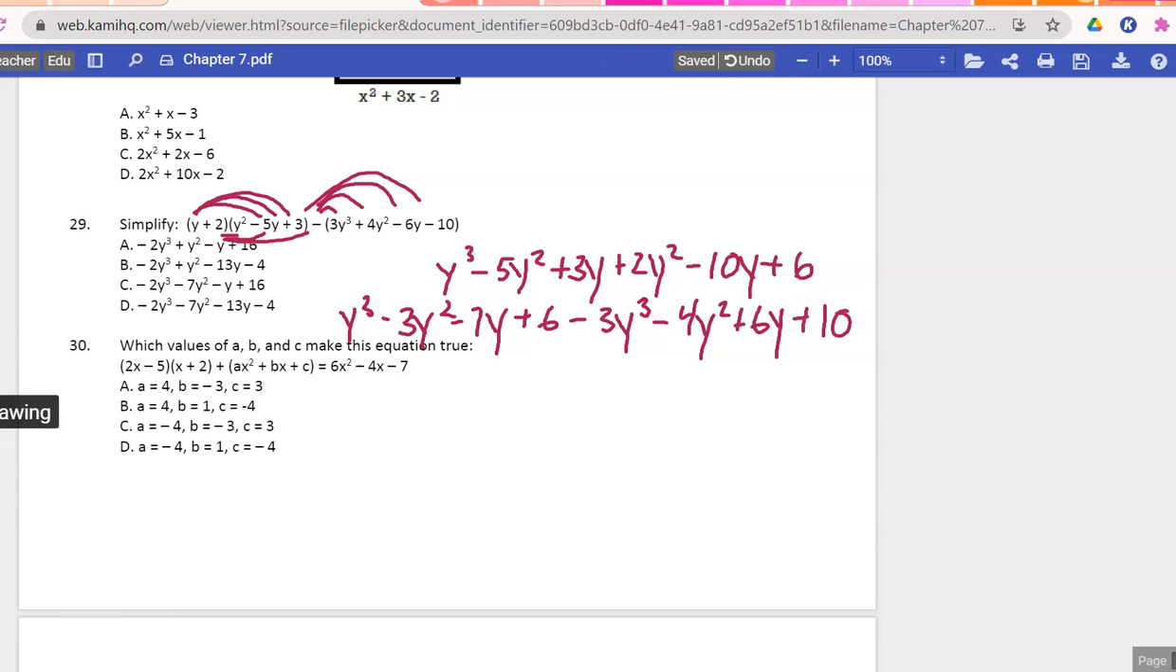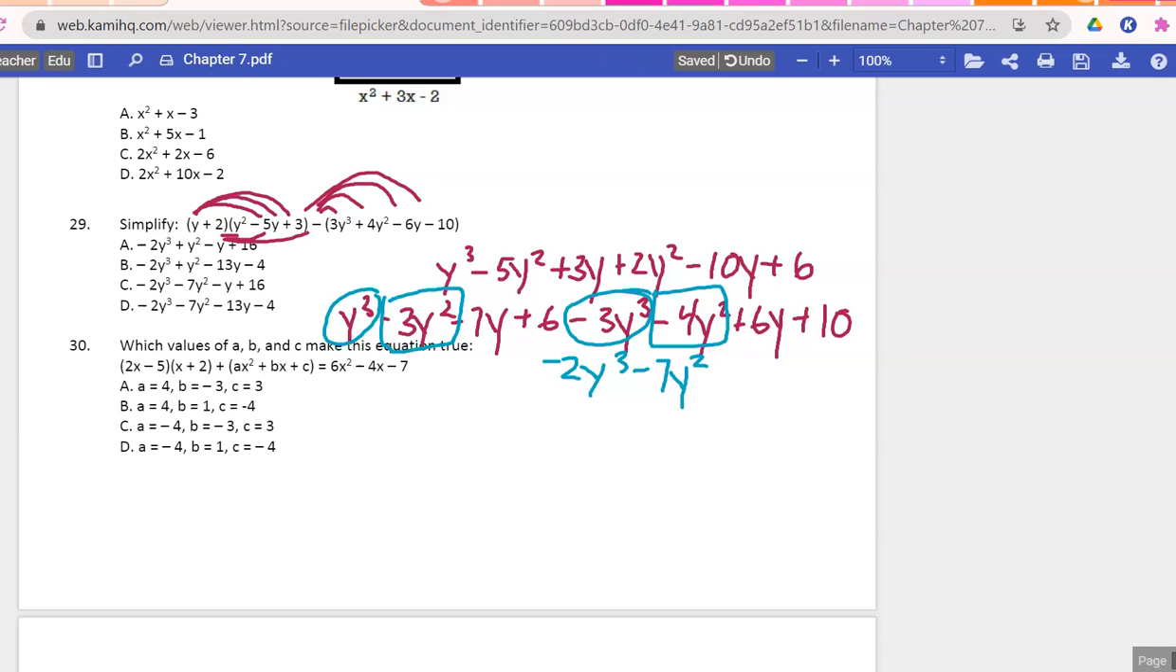Now I'm looking for my like terms. So I have y to the third, negative 3y to the third. When I combine those, I get negative 2y to the third. I have negative 3y squared. I have negative 4y squared. When I combine those, I end up with negative 7y squared.